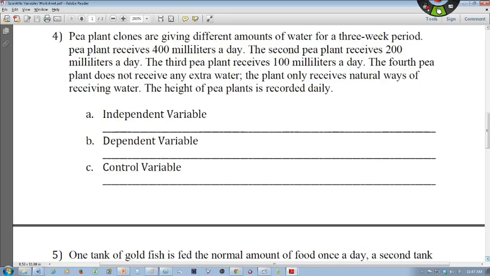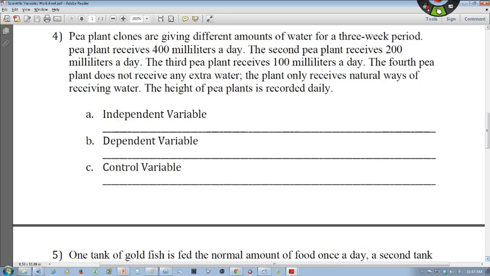Okay, the last example from your little practice study guide thing is listed right here. We have pea plant clones given different amounts of water for a 3-week period. Pea plant receives 400 milliliters a day. The second pea plant, we've got some bad grammar in this question here, receives 200 milliliters a day. The third pea plant receives 100 milliliters a day. The fourth pea plant does not receive any extra water. The plant only receives natural ways of receiving water. Okay, the height of a pea plant is recorded daily.